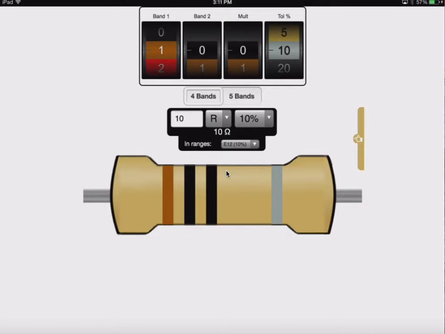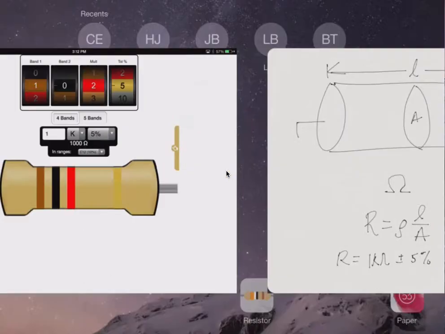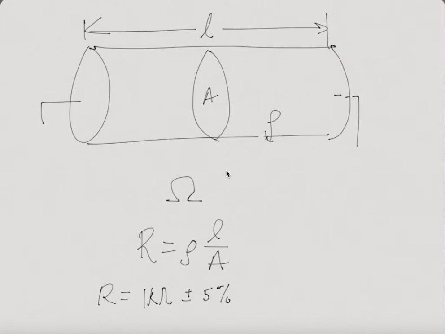Right now we have 10, and the resistance is actually 10 because our multiplier is 0. But if we increase this, it'll go to 100, and then if we multiply by 100, 10 times 100 gives you 1,000 ohms. And our tolerance is going to be 5. So we have different tolerances here. We have 1, 2, 5, 10, and 20. But we're going to deal with a 5% tolerance. And so that means that our resistance can be 1,000 plus or minus 5%.